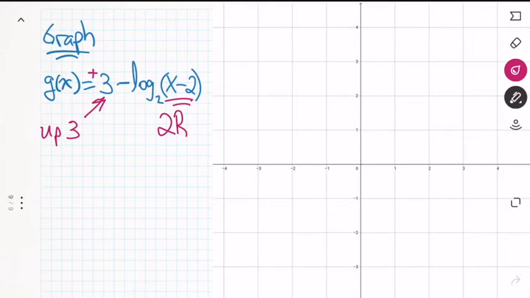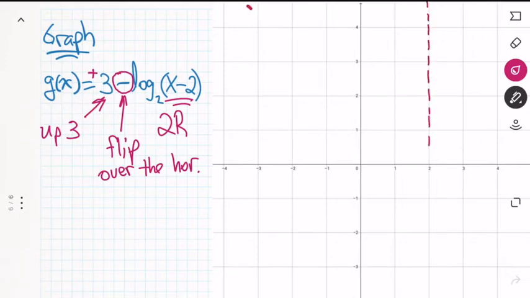Now, the only thing that gets really weird about this, and I generally don't put a negative in front of x for logs, it just gets too weird, is this negative in front of the log. It's changing the y values from positive to negative. So this thing is going to flip over horizontally. Wherever that horizontal imaginary axis ends up, this graph is just going to flip over that line. So let's get our lines in there for up 3 and right 2. Let's do right 2 first. So this would be right 2, x equals 2.